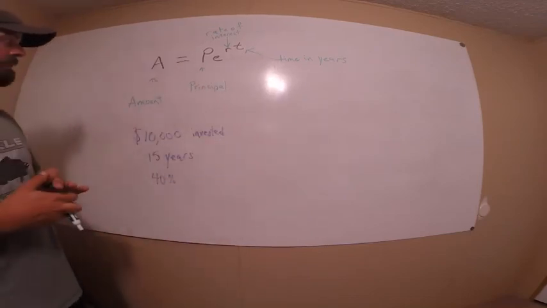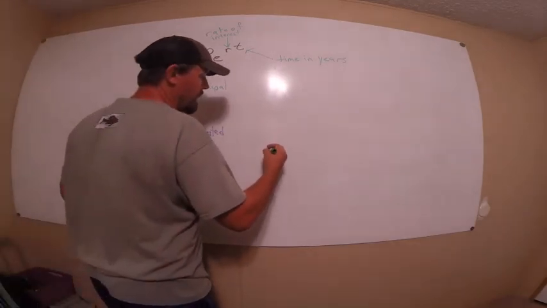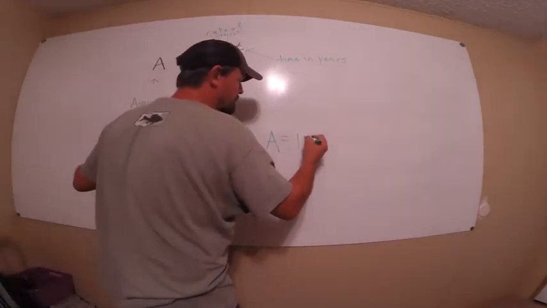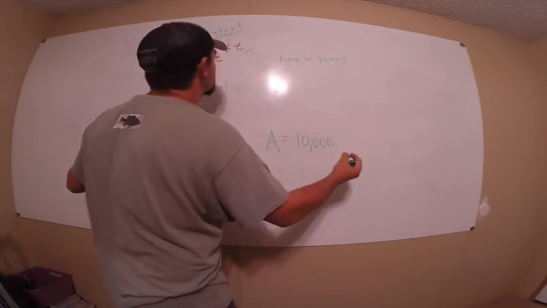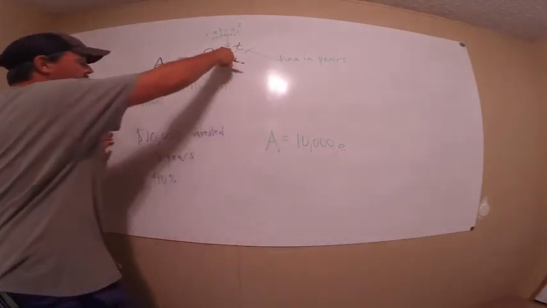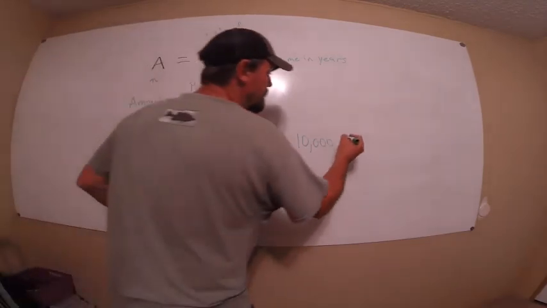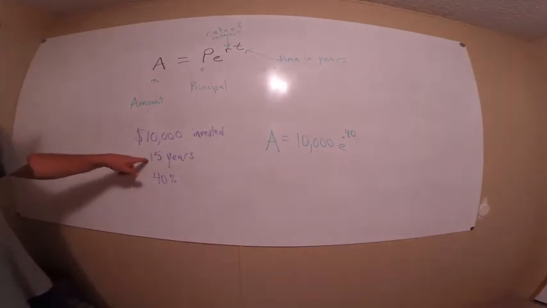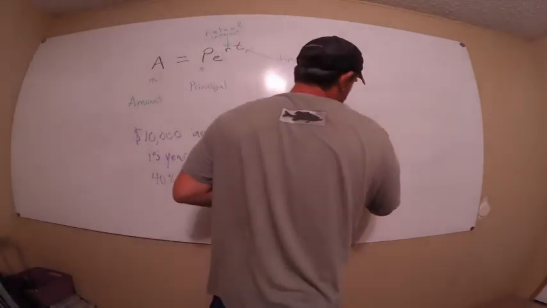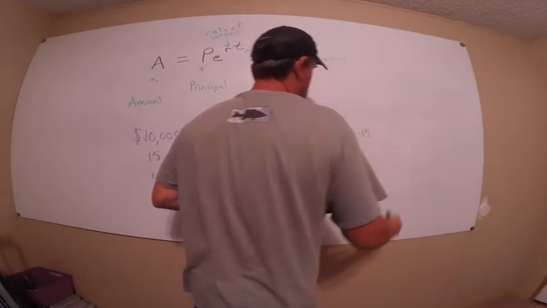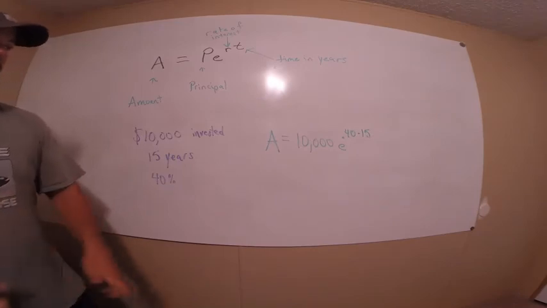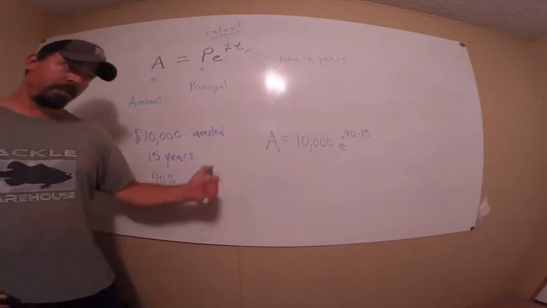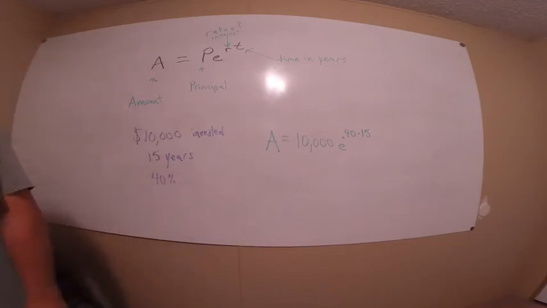So, if we use it in our problem, the amount that we're going to earn, A, equals the principal that we invested, $10,000, times E raised to the R. Our rate of interest was 40%, 0.40, that has to be in a decimal. And we're investing it for 15 years. That's it. All we've got to do is type 10,000 E raised to the 0.40 times 15 into our calculator, and we will get our answer. Alright, so let's do it.